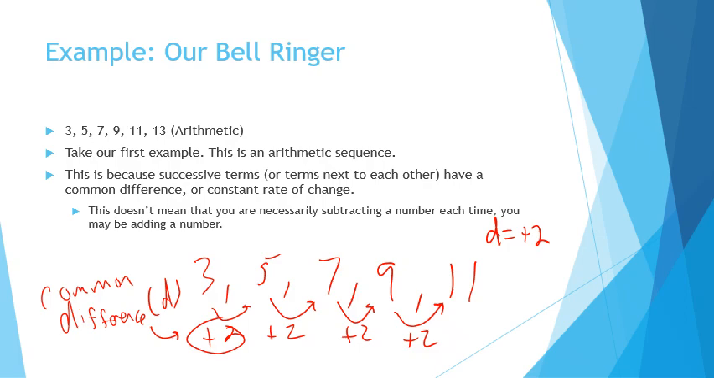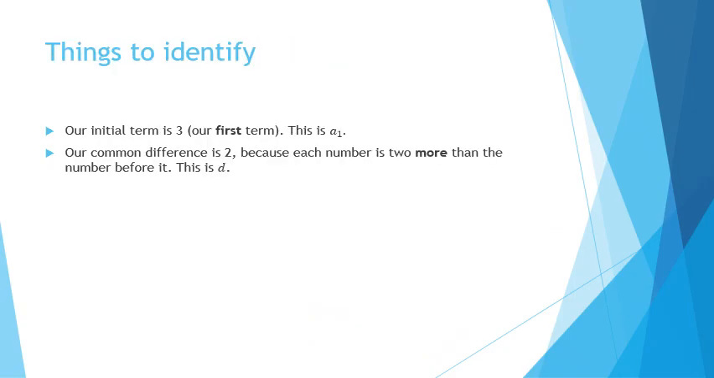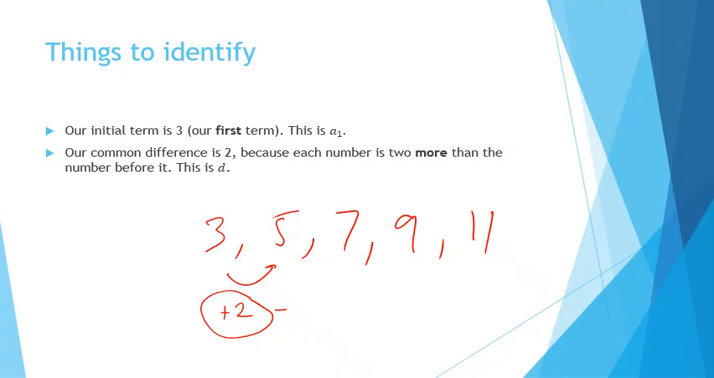Now, I know when a lot of people hear the word difference, they think of subtraction, but difference could be positive or negative in this case, depending on if you're adding or subtracting. But here, it's called common difference because this is the difference between 5 minus 3. So things to identify. If we just rewrite our sequence, our common difference is plus 2, so we kind of already identified that. And then we have notation for each term. Our first term is going to be 3 in this case. We label this A of 1.